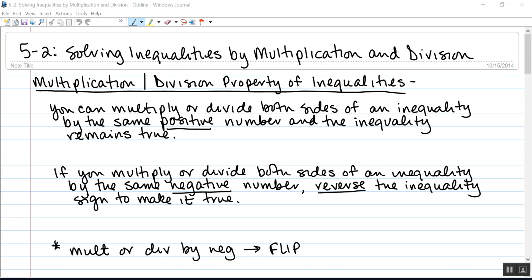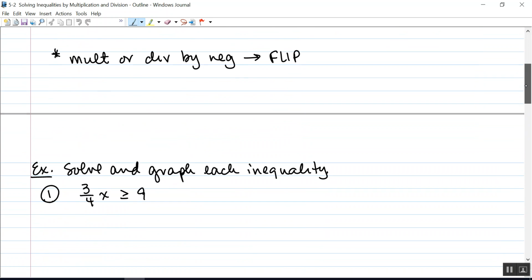Second part of this, but if you multiply or divide both sides of an inequality by the same negative number, you need to reverse the inequality sign to make it true. So if you multiply or divide by a negative number, you have to flip that inequality. Your less than will become a greater than, or your greater than will become a less than. Let's take a look at some examples here.